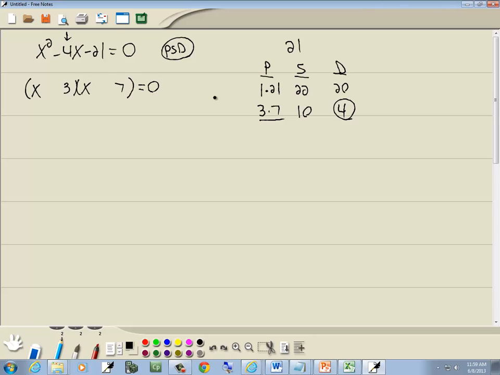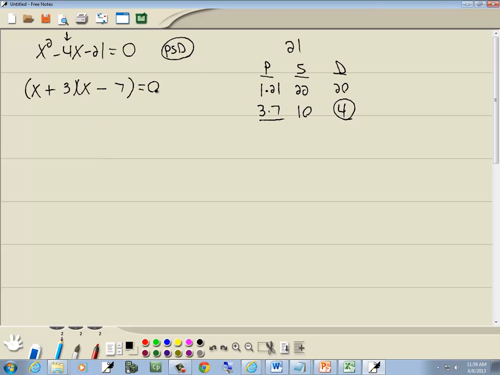Now, the larger number in the P column that we're using, which is the 7, is always going to be the same sign as the middle term, which was negative, so the 7 is negative. Now, the number we circled is in the difference column, D for different signs, means one will be positive, one will be negative. If this one's negative, then this one has to be positive.